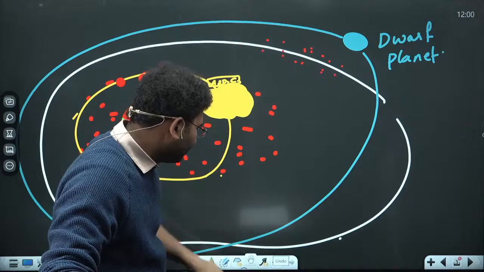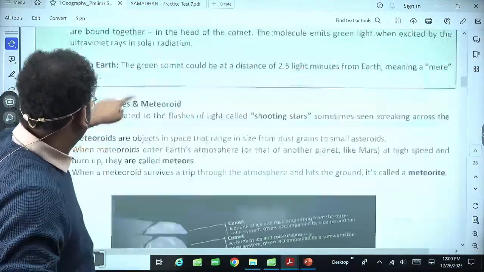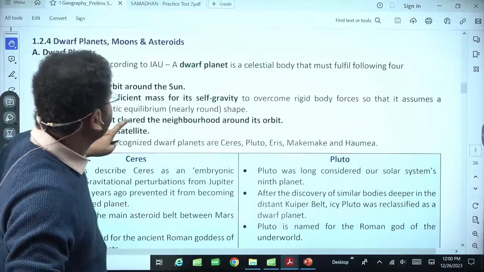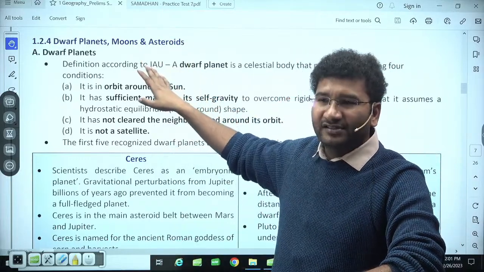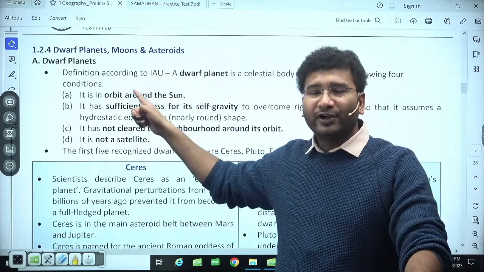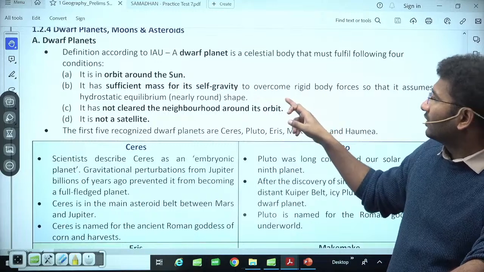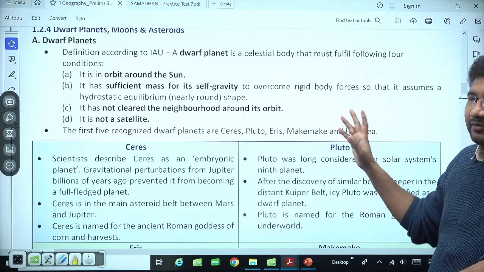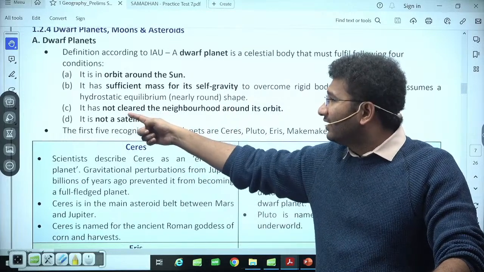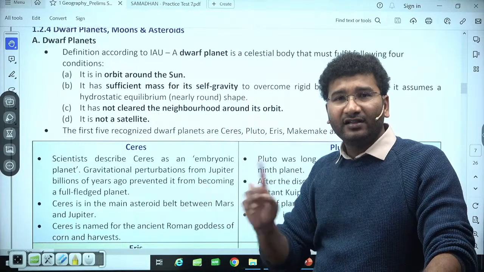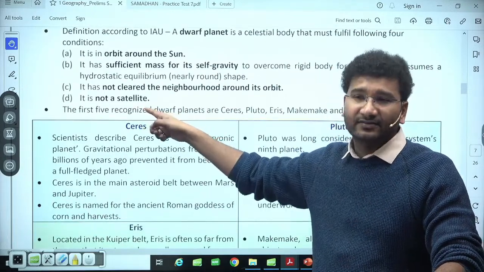Let's go back to the content once and also look into the definition of dwarf planets. Look here. So go to the material. Again, look into the dwarf planet. Moons or asteroids का भी definitions दिया है. So here, a dwarf planet is nothing but it should be orbiting around the sun, number 1. Second condition is that it has sufficient mass for its self-gravity to overcome rigid body forces so that it assumes a hydrostatic equilibrium. That means it should also have the potential to take the forces that are coming from the other celestial bodies. But लेकिन यहाँ पे देखो, it has not cleared the neighborhood around its orbit. So जो भी planet, if it is not clearing its orbit, that is not a planet, but it's a dwarf planet, and it is not a satellite. It should not be a satellite.